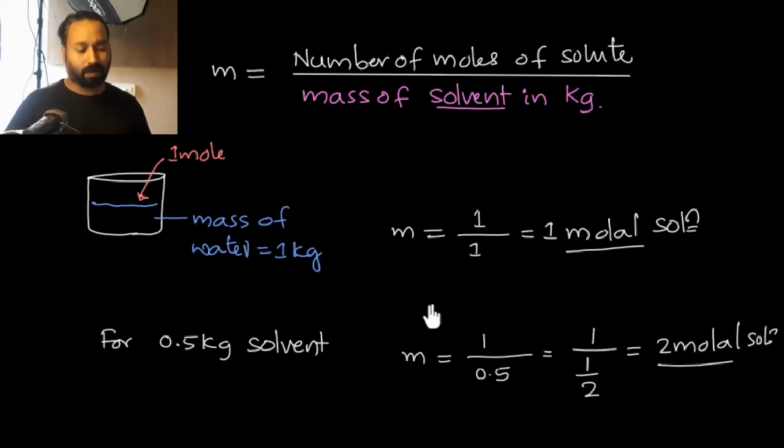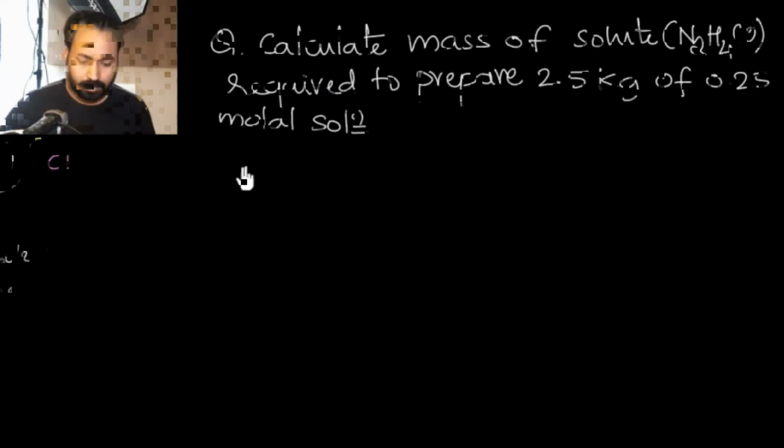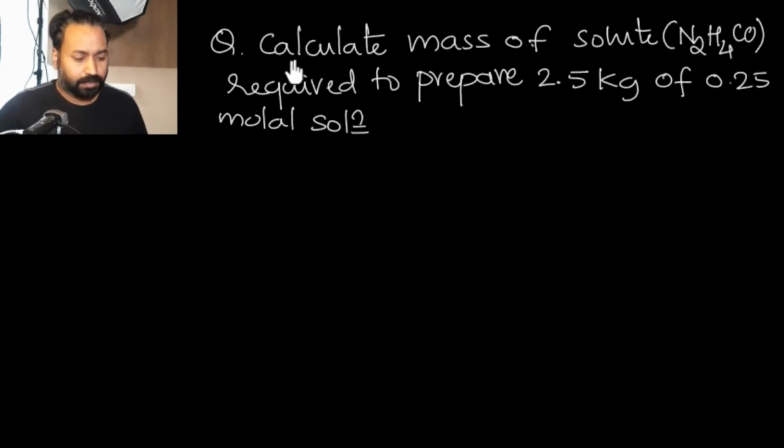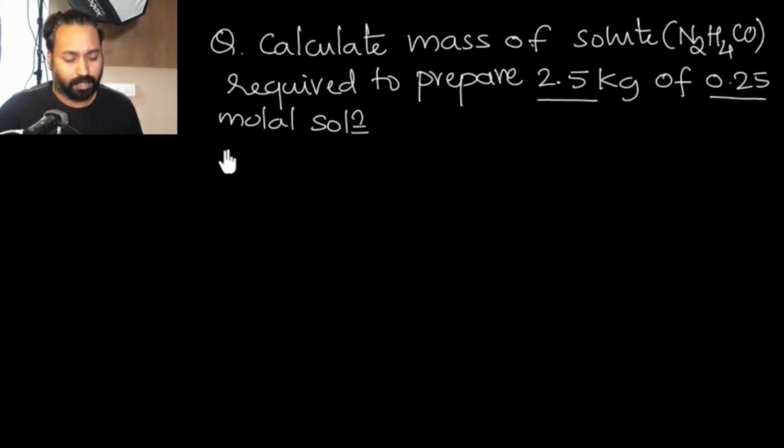Now I have one problem on this. We'll discuss that first. Here is a question: calculate the mass of solute, that is urea, required to prepare 2.5 kg of 0.25 molal solution. You have to calculate the amount of urea that should be added to create 2.5 kg of solution of concentration 0.25 molal.